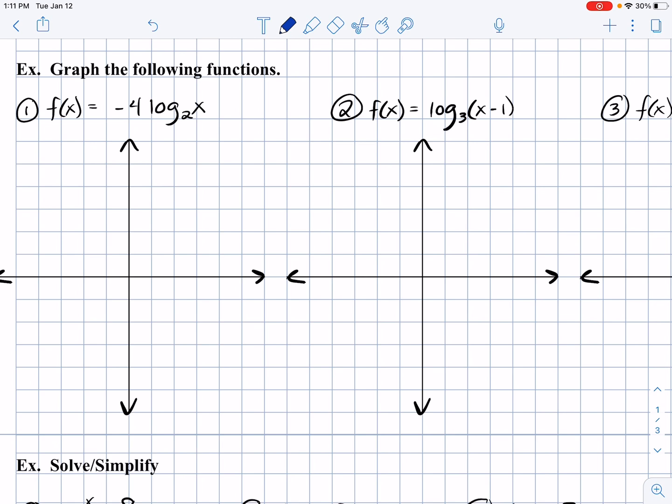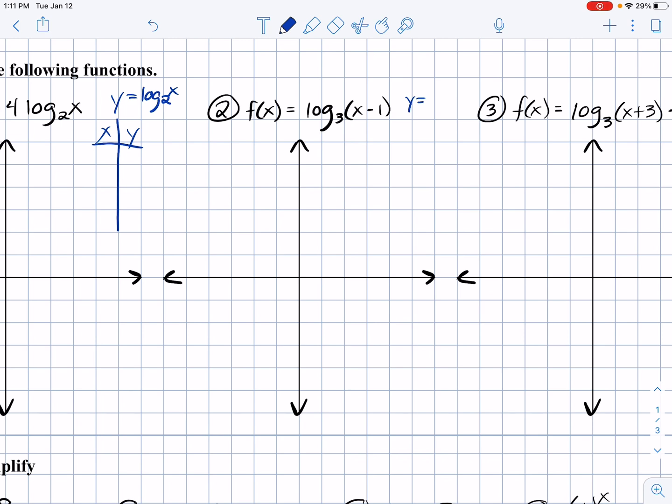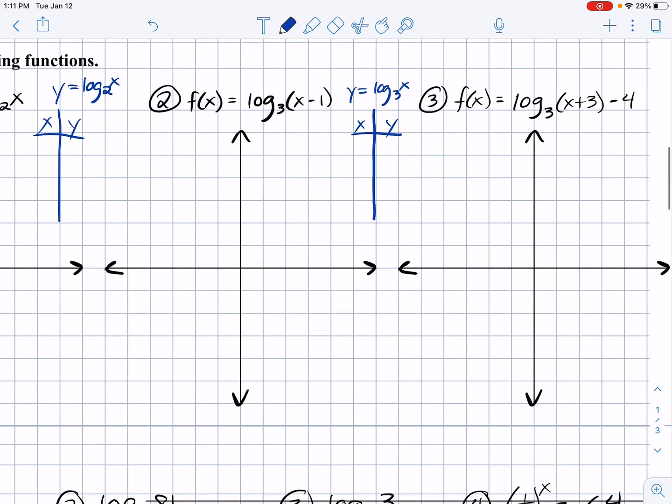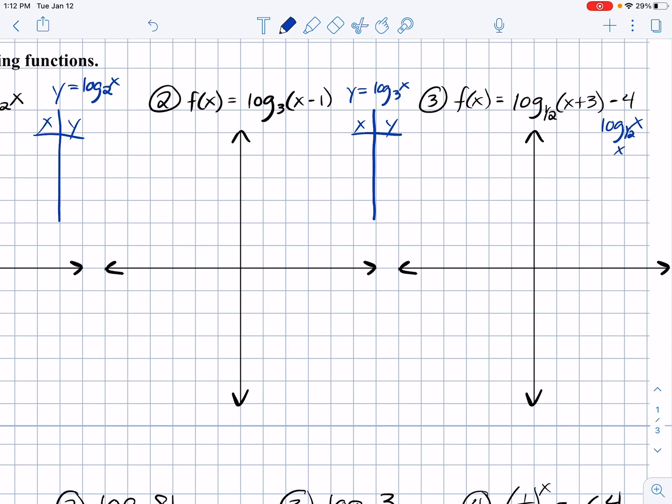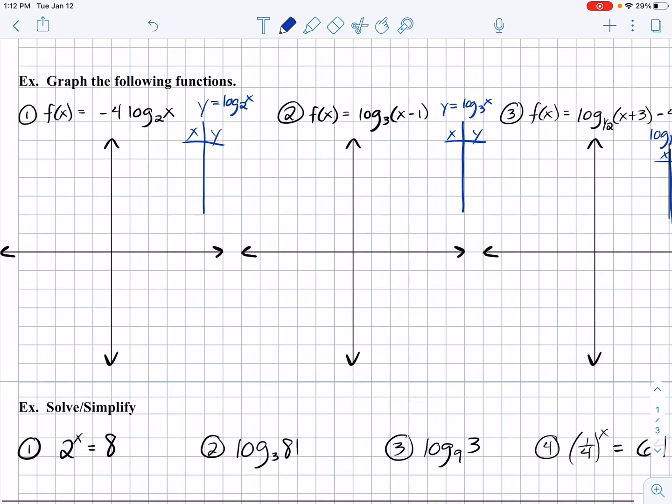So for number 1, we're going to graph the function y equals log of x base 2. And we're going to make a nice little table here for that. For number 2, we're going to graph y equals log of x with a base 3. We'll take care of the x minus 1 beforehand. And then for number 3, log of x with a base, sorry, this is supposed to be a base 1/2. So we're getting a different type of example for all of these. 1/2, and here's our table. Okay. All right, let's do the first one together.